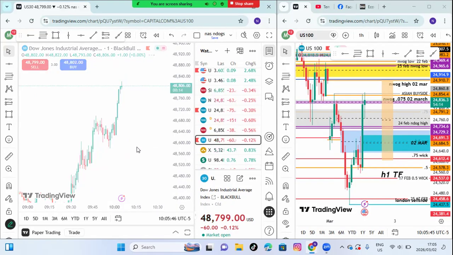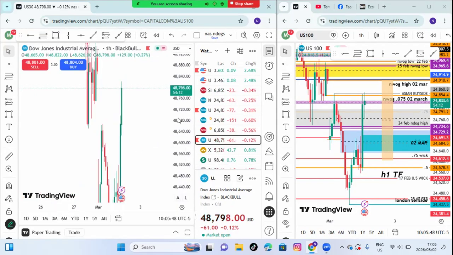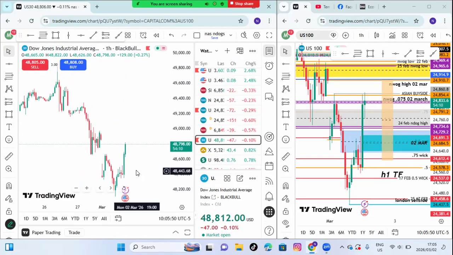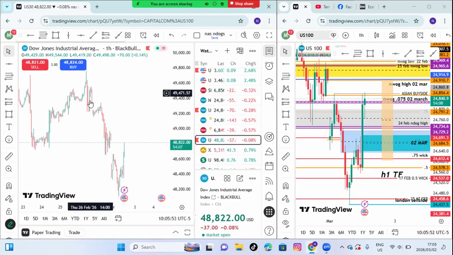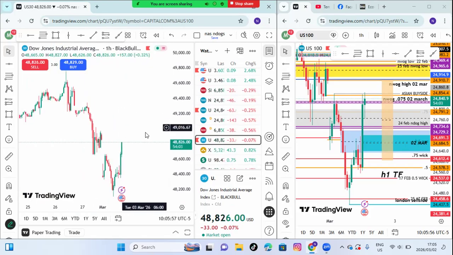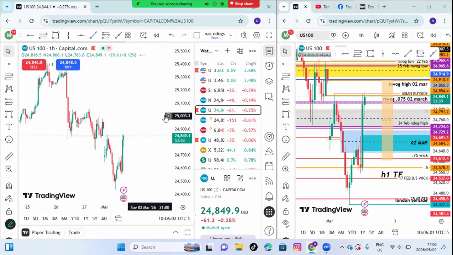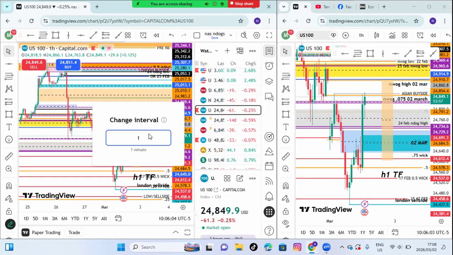Going to the 1 hour there, everything's up, up, up. High probability FVG there. We're going there. We'll see that. Let's see on the NAS. Go in the 1 minute.